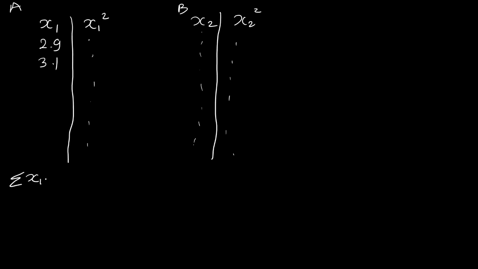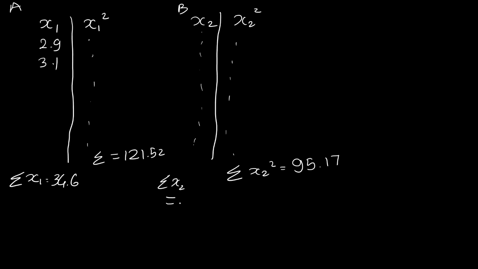So I'll just write down what the values are. Summation x1 comes out to be 34.6. Summation x1 square comes out to be around, I guess, 121.52. If you check, you will get these answers. Similarly, summation x2 square comes out to be 95.17, and summation x2 is 30.7, which we have seen. So all these values you get.